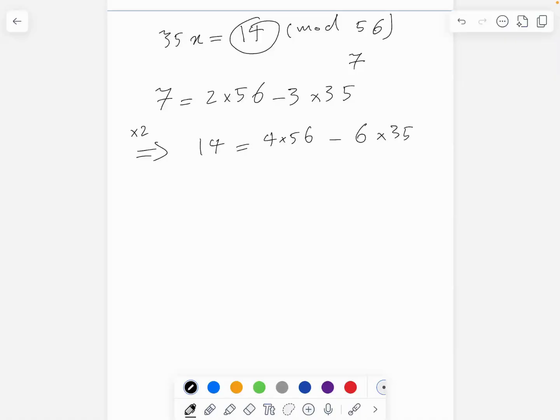So this one. Okay, what I do with this one is, again, I prefer to keep this one alone on one side. So this will be 14 minus 6 times 35.